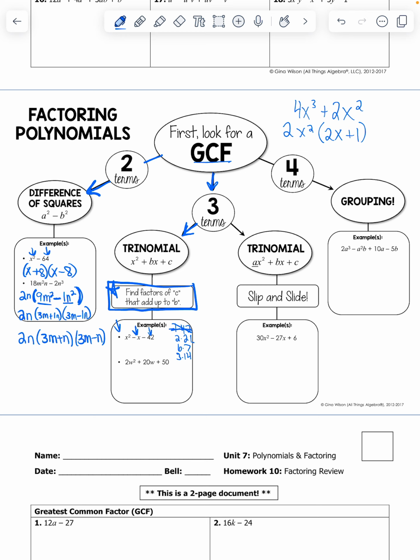The pair that it would be is 6 and 7, because if I make 6 positive and 7 negative, 6 times negative 7 is the negative 42 that we need, and 6 minus 7 is negative 1. So this factors into x plus 6 times x minus 7. Now on the Keystone, if they give you a question and it's like, what's the factored form of x squared minus x minus 42? And they give you 4 answer choices. And one of the answer choices is x plus 6 times x minus 7.